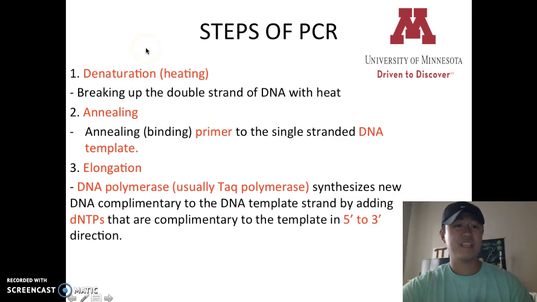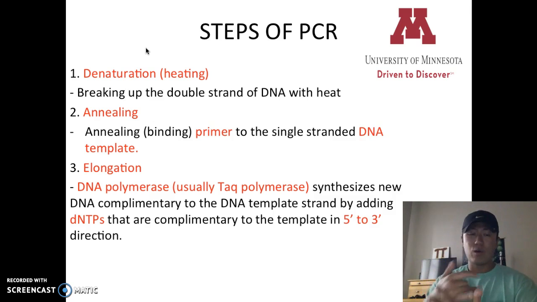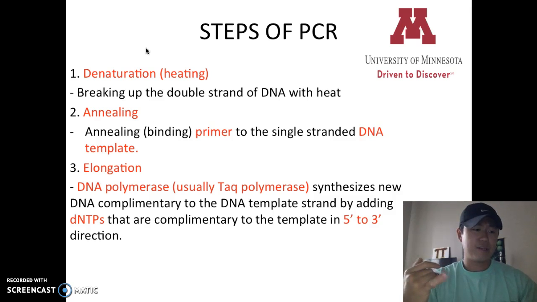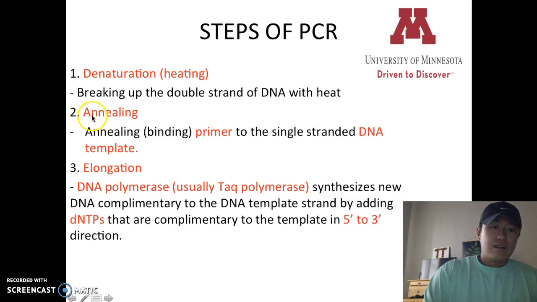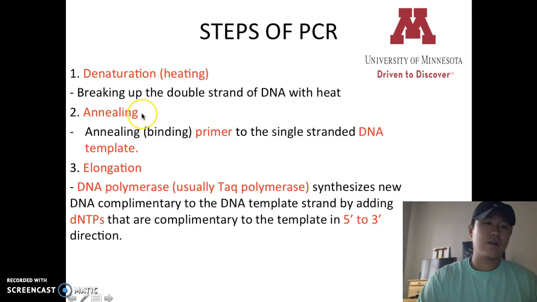So the first step would be denaturation. What it means is to heat. So you have to heat the copies of DNA, a single or a couple copies of DNA, to break up the double strand. Remember, the DNA coils up in a double strand, and they're actually pretty strong because they're hydrogen bonded. So we have to break those hydrogen bonds with mild heat, and once it's broken up, you can go into the annealing step.